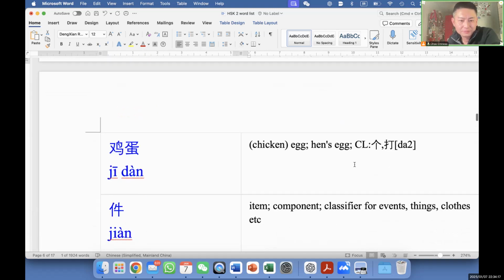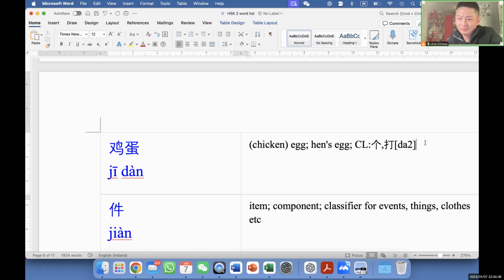鸡蛋, chicken egg, literally chicken egg. You see, hen's egg, chicken's egg. When you say 鸡蛋, it's definitely chicken's egg because you say 鸡. When you say 蛋, 你要蛋, that means egg, any egg. 鸭蛋 could be duck egg.